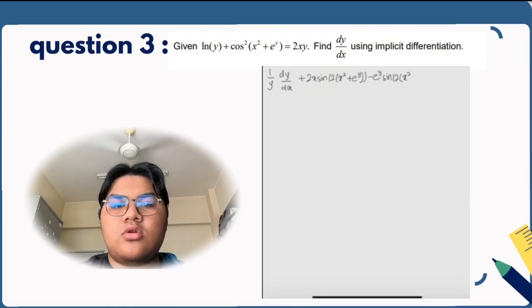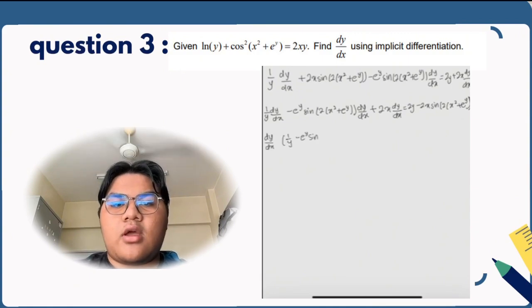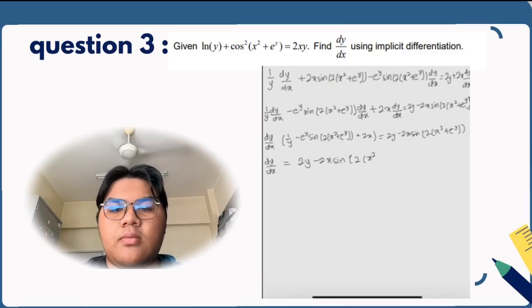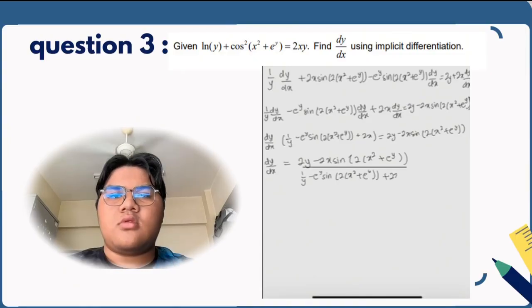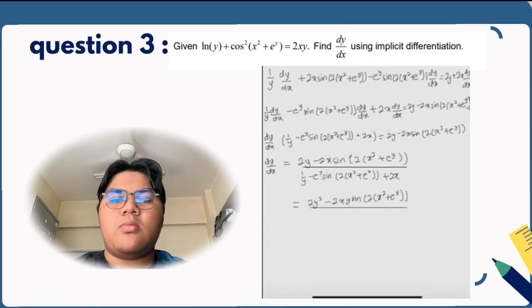Our goal now is to isolate dy over dx. To do that, let's move all the terms containing dy over dx to the left side and move the non-dy over dx term to the right side. With all the dy over dx terms gathered on the left side, we can factor dy over dx out of the entire expression. To solve for dy over dx completely, we divide both sides by this entire grouped expression. This gives us a big fraction for our derivative. To get rid of that 1 over y fraction inside our denominator, let's multiply both the numerator and denominator by y. Distributing the y gives us our clean final answer.